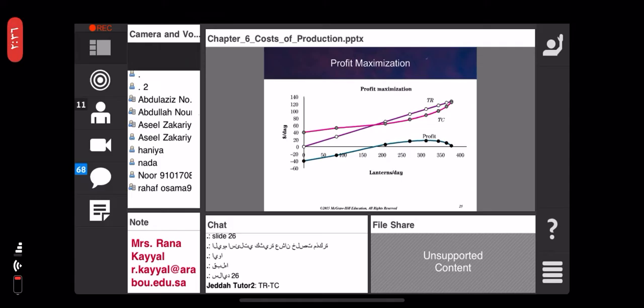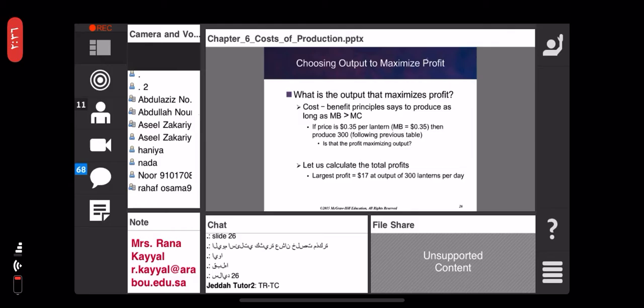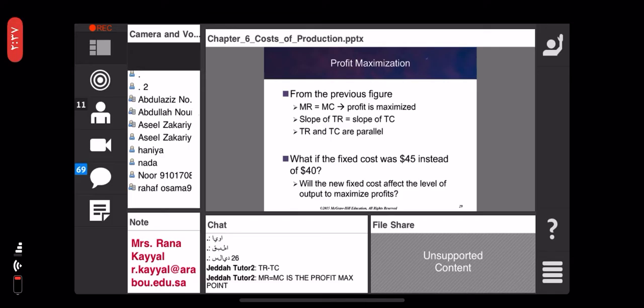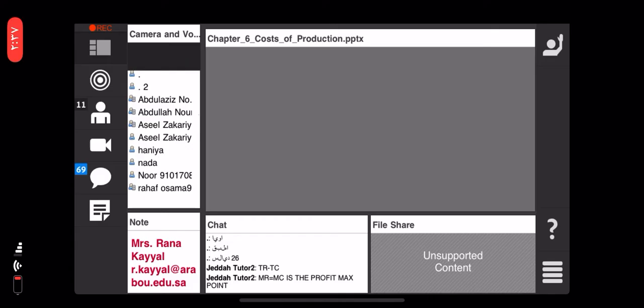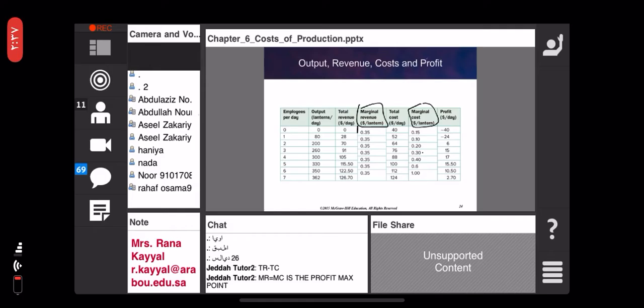What do I mean by that? We calculate it, realistically speaking, using the marginals. When marginal revenue equals marginal cost, that is the profit maximizing point. What do I mean by that? When we practiced, we used to calculate the cost, then calculate the marginal cost. Let me show you the table we solved. After calculating the marginal cost, what we used to do is compare the marginal cost with the marginal revenue. Why is that? At maximum profit, marginal cost equals marginal revenue.